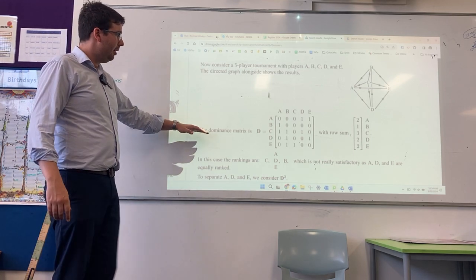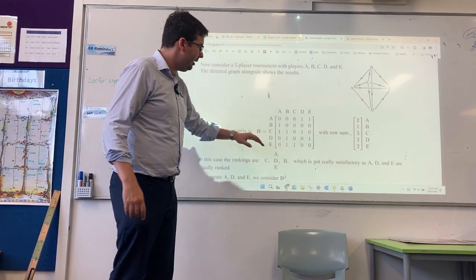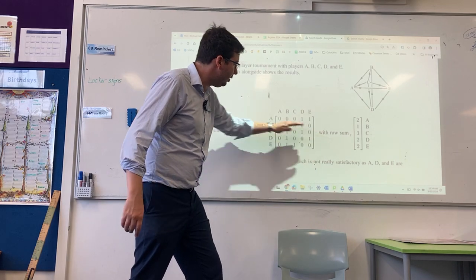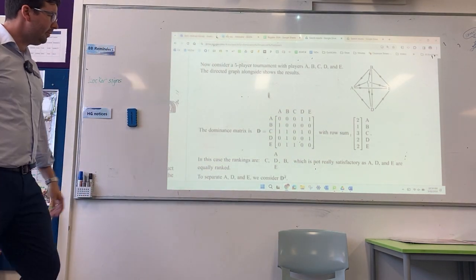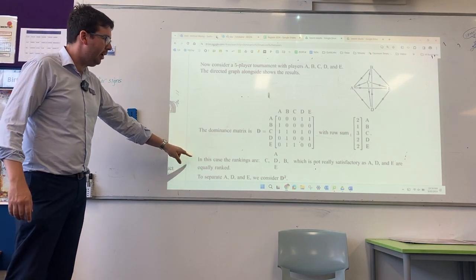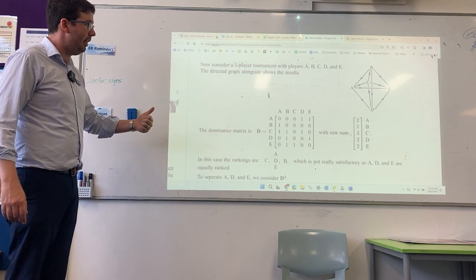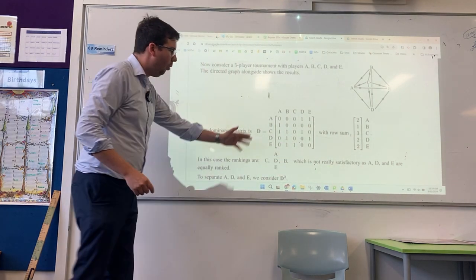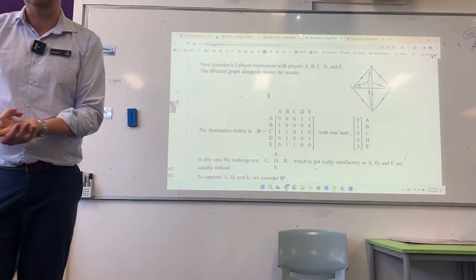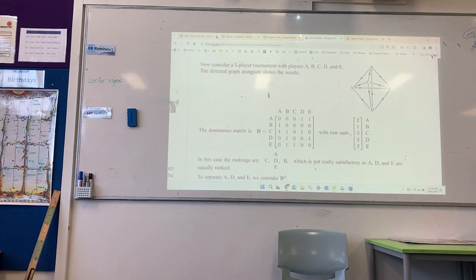Okay. Got all of our wins. We've got our row sum, so you add the rows. But in this case, the rankings are C is clearly best, but then A, D, and E are all equal second, aren't they? And B is clearly last. Now it's not really saying much about A, D, and E.